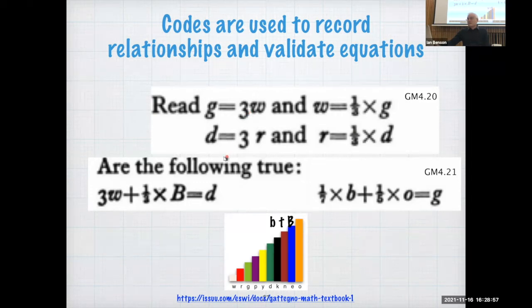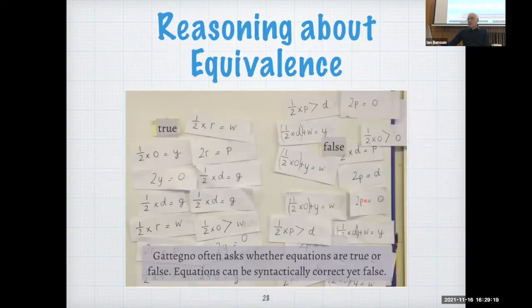He also asks the children to write equations and then to classify them as to whether they're valid or not. So this equation says three whites plus a third of a blue is equivalent to dark green. And this one says a seventh of black and a fifth of orange is equivalent to a green. The teachers give the children the opportunity to sort these equations into true or false categories. And as you can see here, that exercise is done on the whiteboard or at the desk.